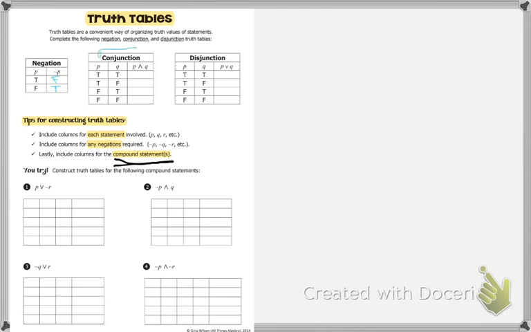But when we go off into conjunction, we have to remember the rule. This is and. So the rule for and, both have to be true. So here we are. True, true, true. The minute you have one false, it's false. It's false. It's false.